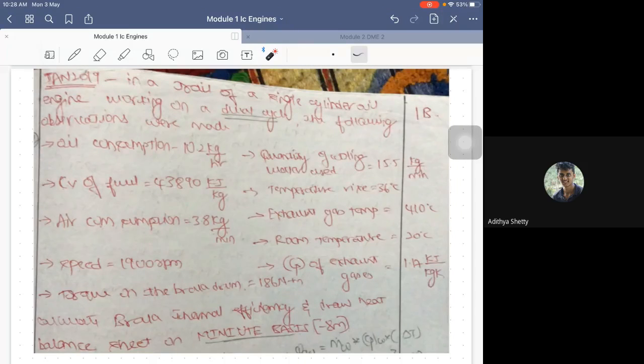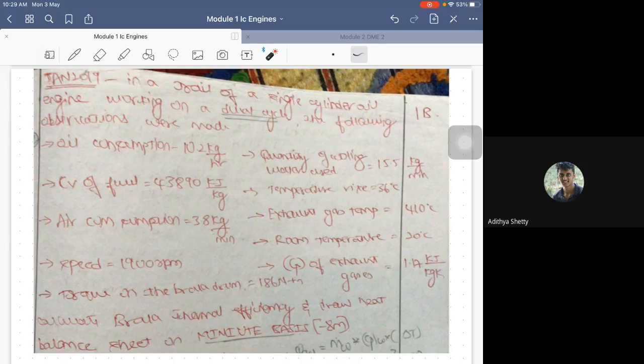It's a simple problem. Okay. It is not so difficult. I think all the problems are not so difficult. They are repeated procedures. Same formula we'll be using, but you have to take care about the units. So that is the area where you'll go wrong. Okay.